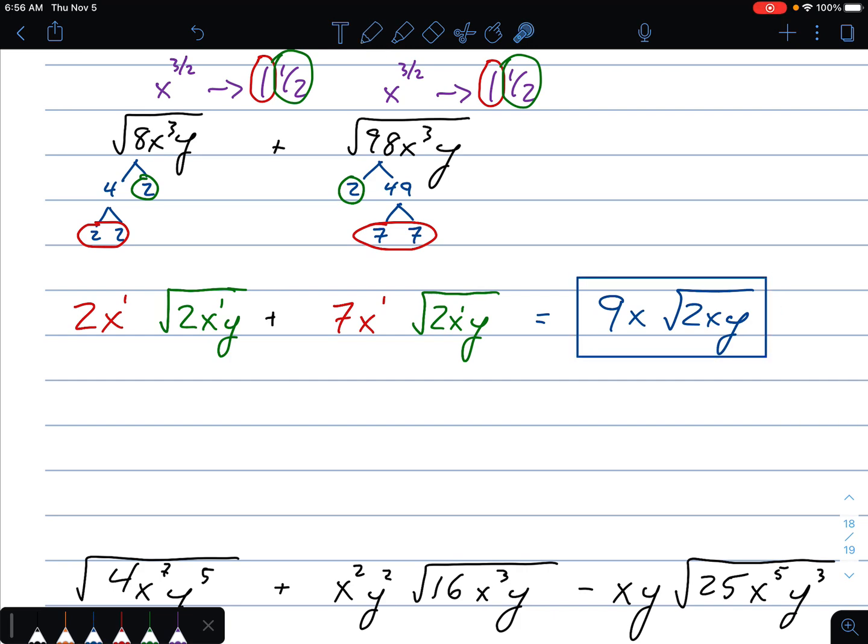Which was slightly predictable for us because, besides our numbers 98 and 8, everything was the same. So it made sense that they were combinable, right? And the only thing we're really messing with is this coefficient, the numbers, the 7 and the 2. Everything else has to match. Every single other thing has to match.